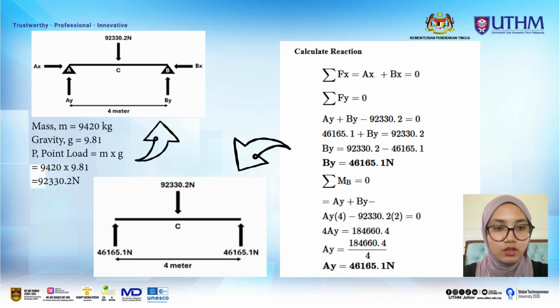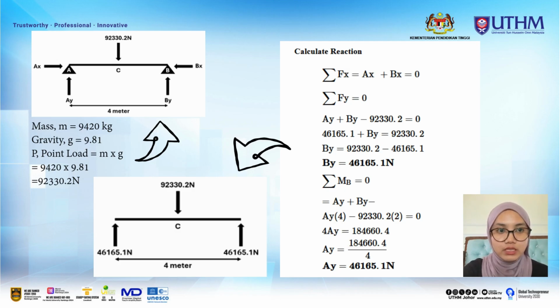The mass we will convert to force and we will get 92330.2 Newton. Proceed with the reaction calculation. For the horizontal reaction, in this case, there are no external horizontal forces, so AX and BX equal 0.